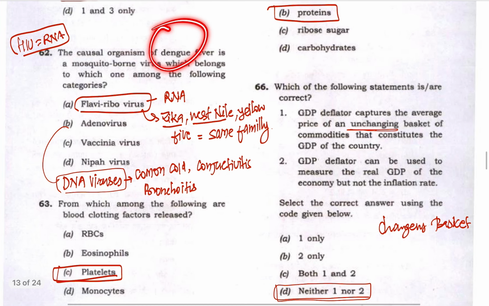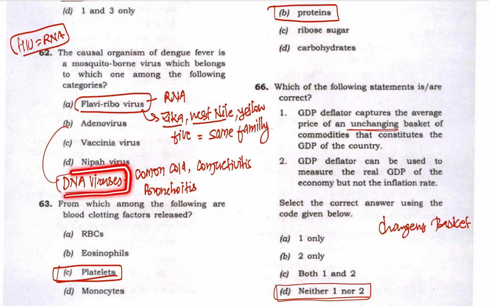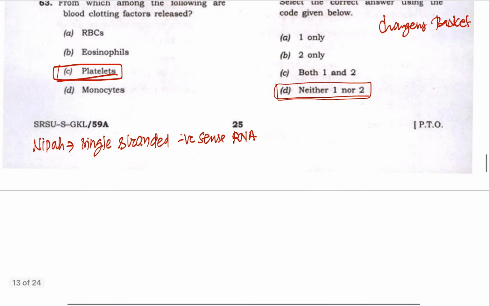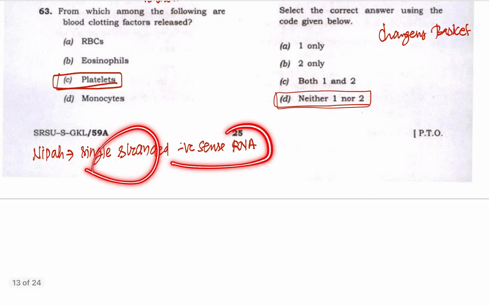Now, dengue virus is a flavivirus. Under this category there are many viruses such as Zika virus, West Nile virus, and yellow fever virus. These are viruses of the same family, and these are RNA viruses. Now there are certain viruses which are DNA viruses, such as common cold, conjunctivitis, bronchitis. Nipah virus is a single-stranded negative sense RNA.